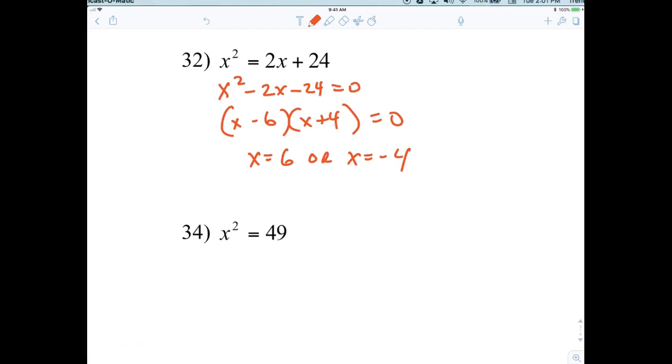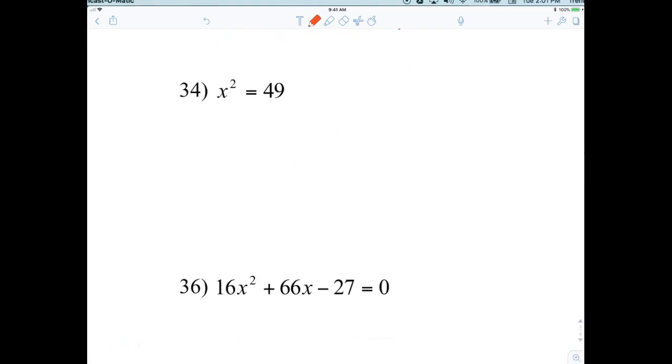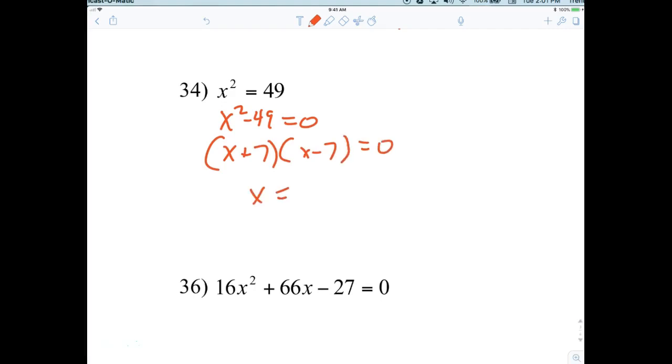So now look at 34 for me. It's not set equal to 0, so that would be x squared minus 49 equals 0. So x plus 7, x minus 7 equals 0. So x is equal to, very good, plus or minus 7. All right, plus or minus 7.